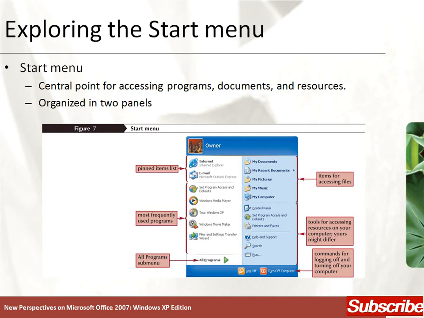And resources. Resources means from this place you can access any resource. Resource means any program. It's a place for searching resources, like opening mouse properties, like control panel, like printer, like plotter, like scanner, any device you can open from this place.